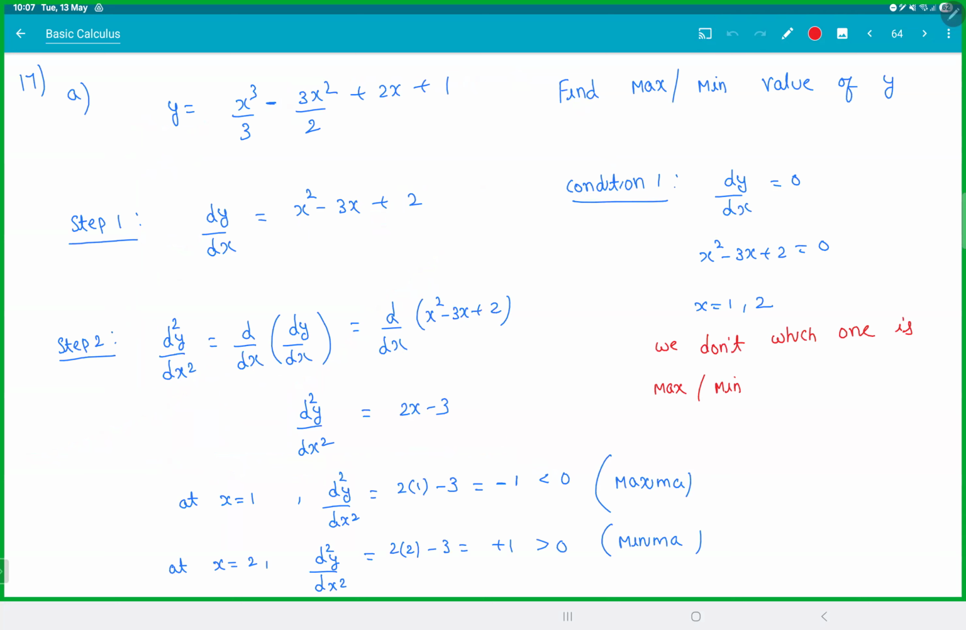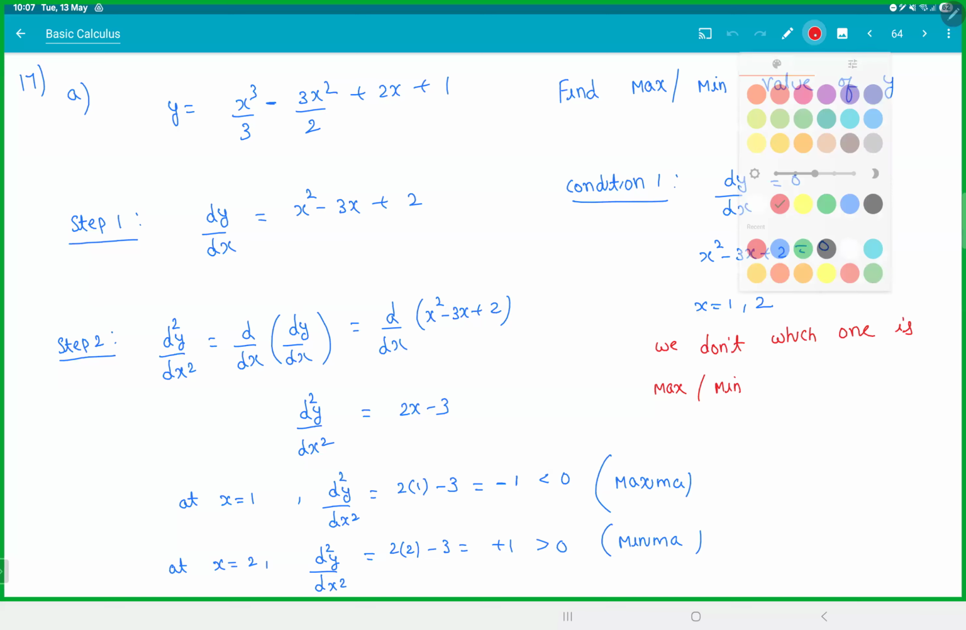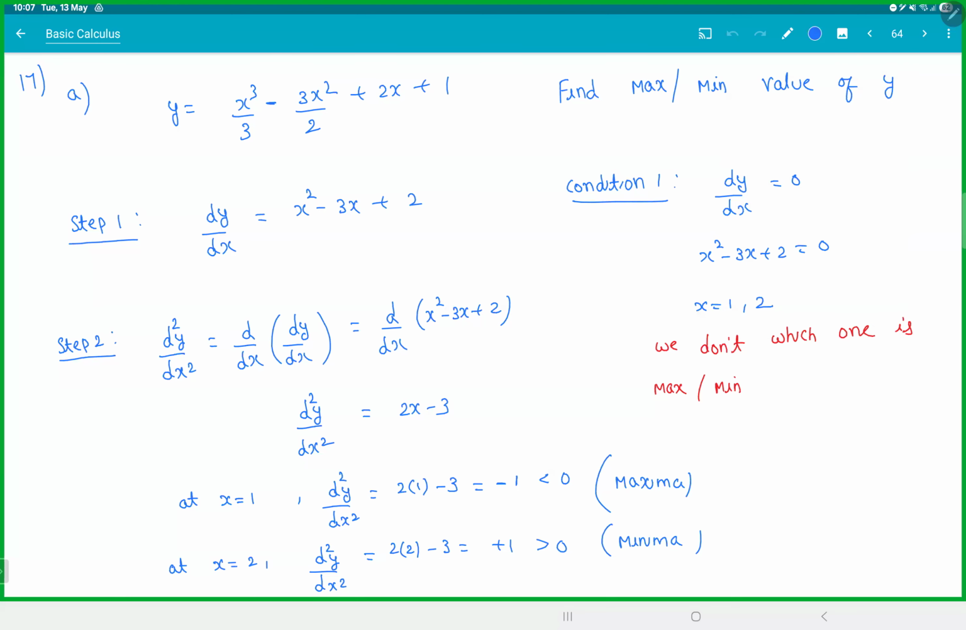Differentiate equal to 0. If you get one root, most of the time it is easy. But if you get two roots, then double differentiate, put the value, and see which is negative and which is positive. That is maximum and minimum. Have a look at the steps. I'll give you one more like this. You guys try now.